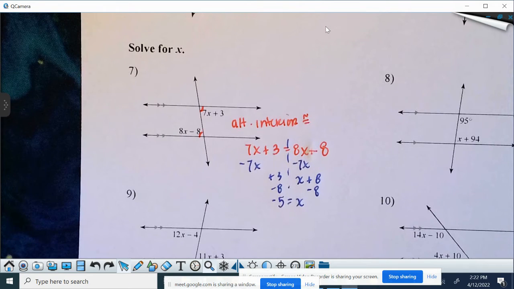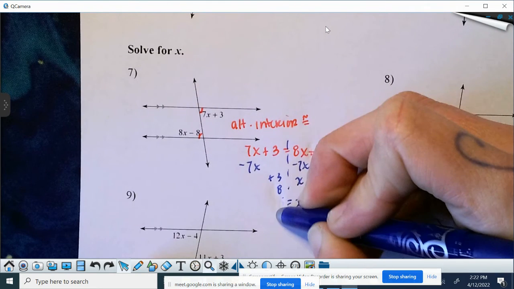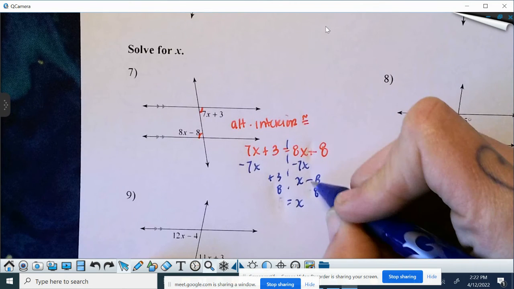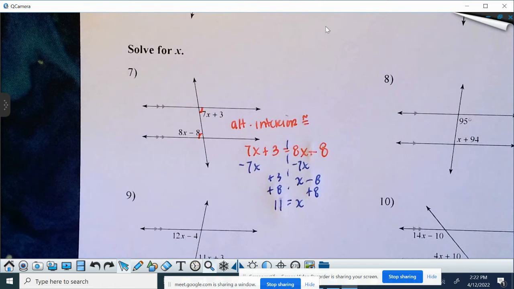Oh. Yeah, I messed up. Definitely messed up. It's not negative 5. I'm trying to make this a plus. Desperately trying to make that a plus. So that's a minus 8. So we're going to add 8 to both sides. So it's x is 11. Yes. Good job, Ava. Sorry. I have a hard time watching both screens.